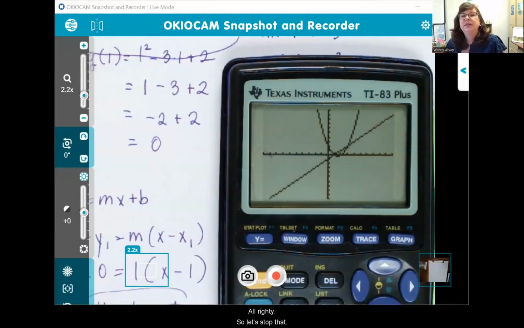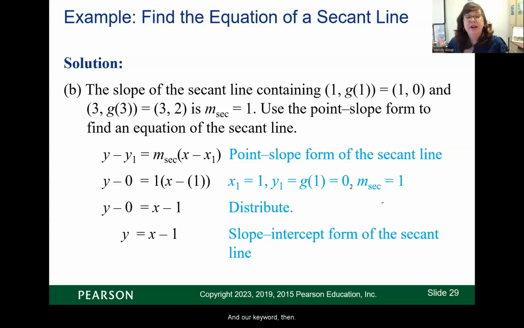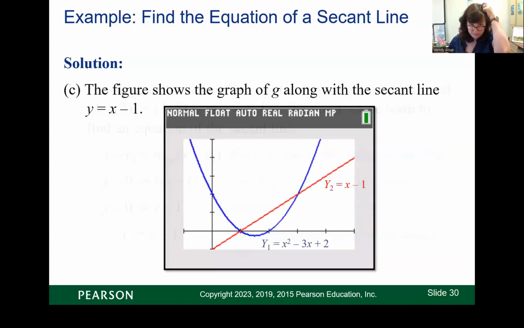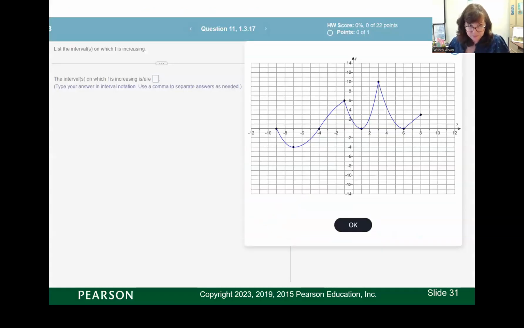All righty, so let's stop that share, and let me see if there's anything else I want to show you here on our PowerPoint. I don't think there is, but let's go back here to our PowerPoint and just make sure. And our keyword then, oh yeah, there you go. There's the same graph that I just showed you.